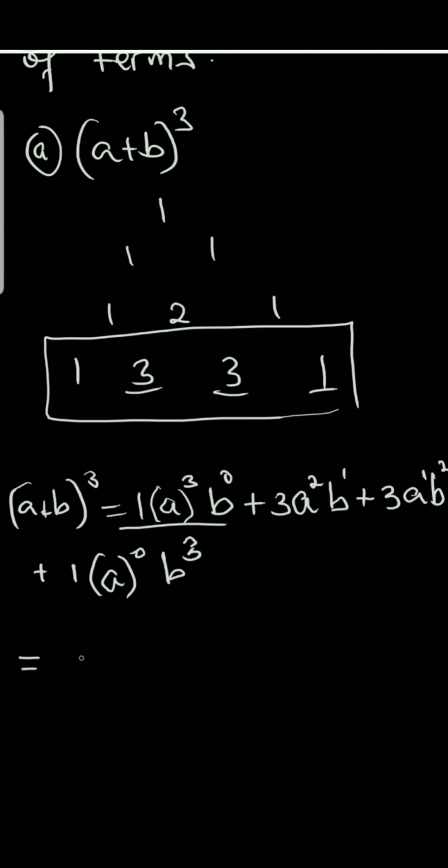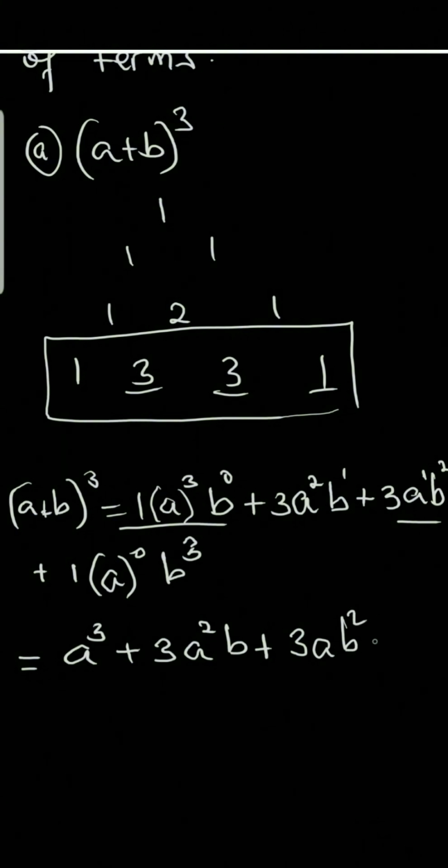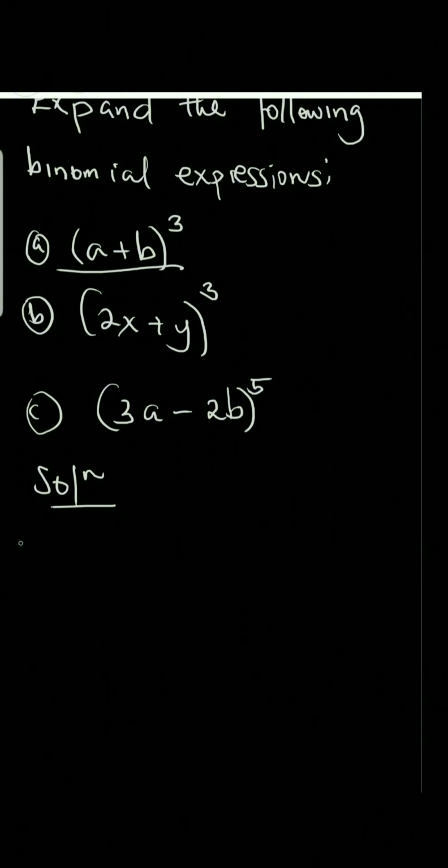Now we simplify. So this will just give us a to the power 3 when you multiply everything there. Then you have plus 3a squared b. Then plus 3ab squared. Then plus the last one, which is b to the power 3. And this is the expanded expression.